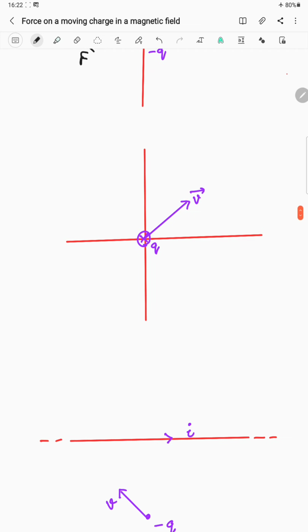Now the V direction is given, and here the magnetic field is a cross. Cross means into the plane of the paper. So take your right hand, show all four fingers in the direction of the velocity, then curl all your four fingers down, then you see the direction of the thumb. It is quite obvious. The thumb direction will be the direction of the force. It will be in this manner.